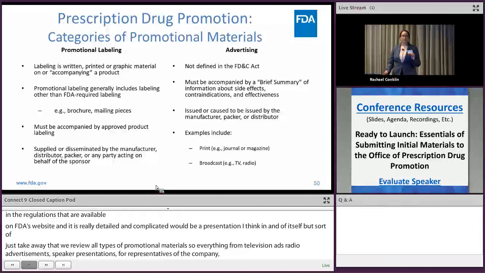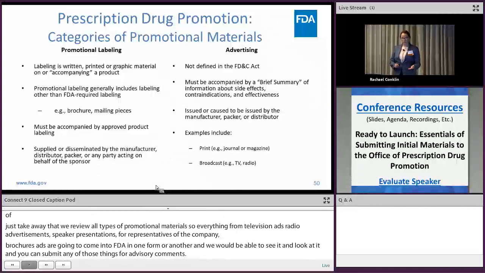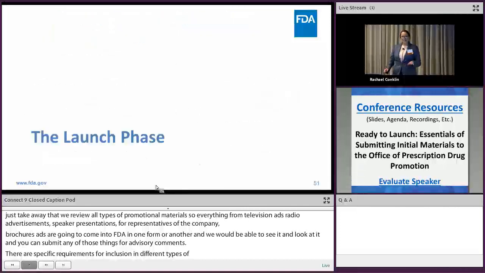There are specific requirements for inclusion in different types of promotional materials when you're submitting to OPDP. And for that, I would refer you to the draft guidance providing regulatory submissions in electronic and non-electronic format, promotional labeling and advertising for human prescription drugs. Again, I'm not going to go way down that rabbit hole today.